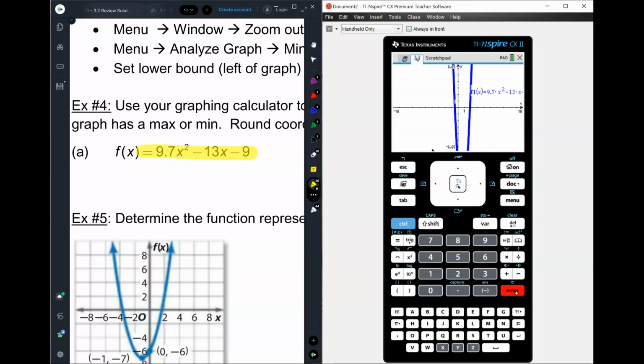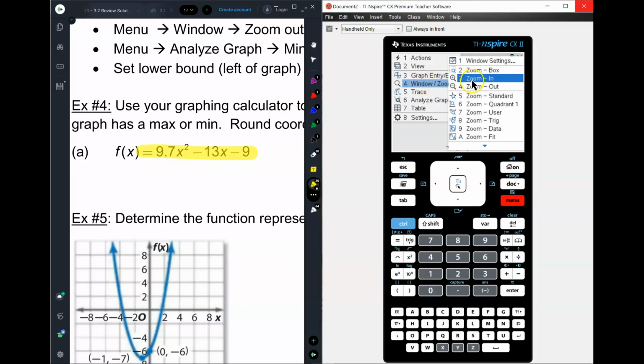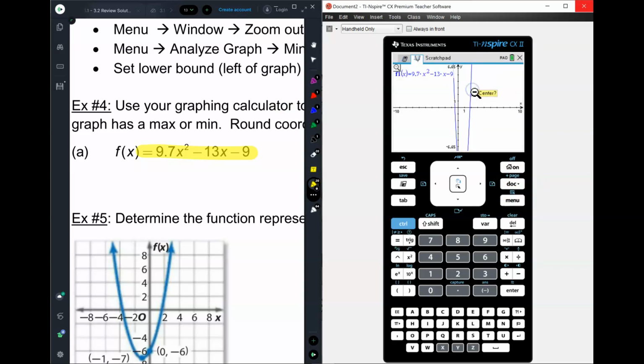One thing you can do is you can do two things. You can manually adjust the windows, or I always like to move these out, or you can go to menu, window zoom, and let's just zoom out. It says, where's the new center? I just click somewhere in the center, and if you keep clicking, it'll zoom out for you. Now you can see it.